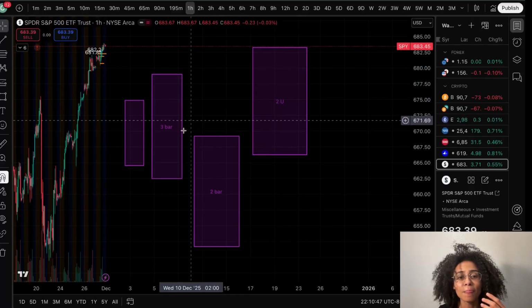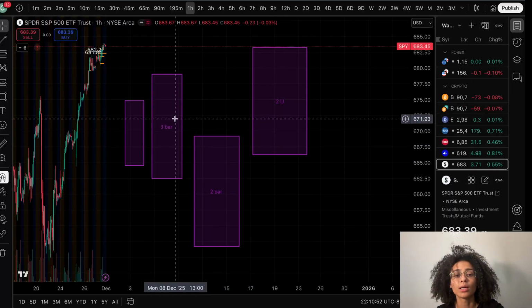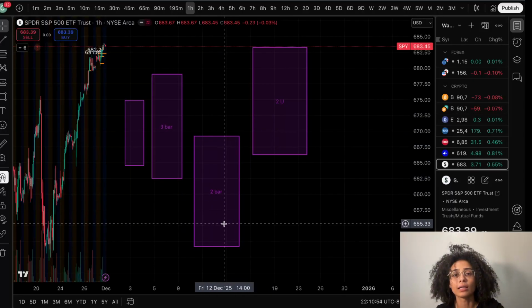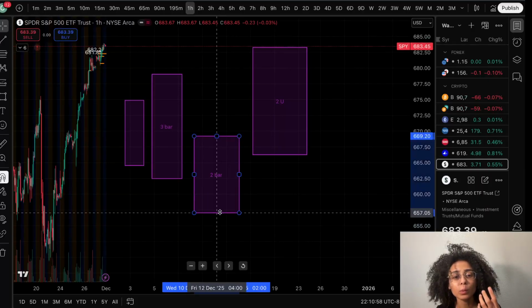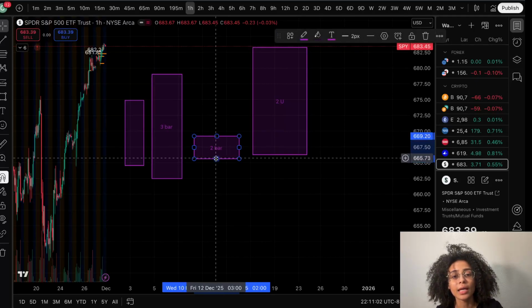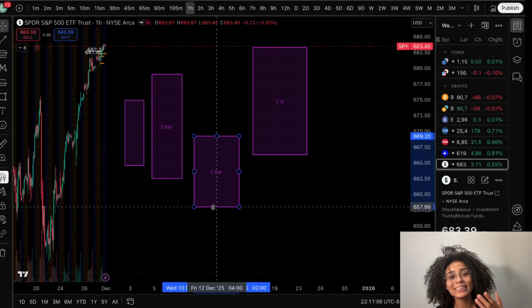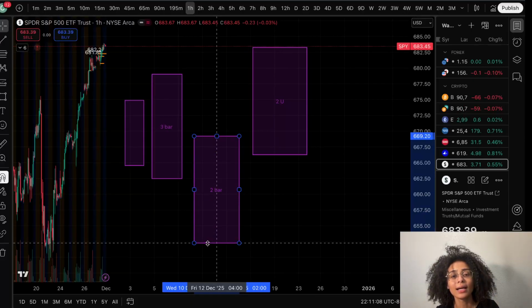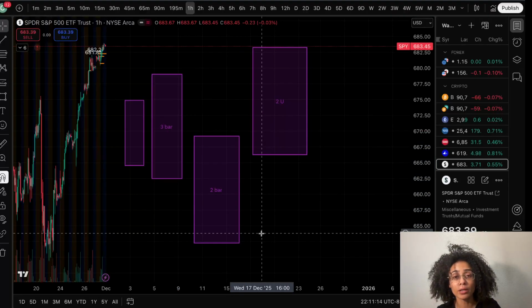Now if you look here, what do you notice? You notice that one side is inside the prior candle, the other side is outside. So as you see, with this 2 bar, we opened up inside, of course. We opened here, and we pushed here. Price went directional to the downside. That's why it's a 2 down bar. The outside part is the directional part.